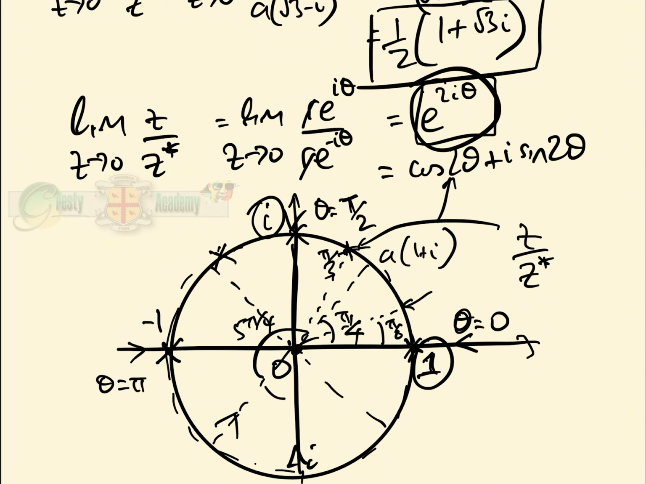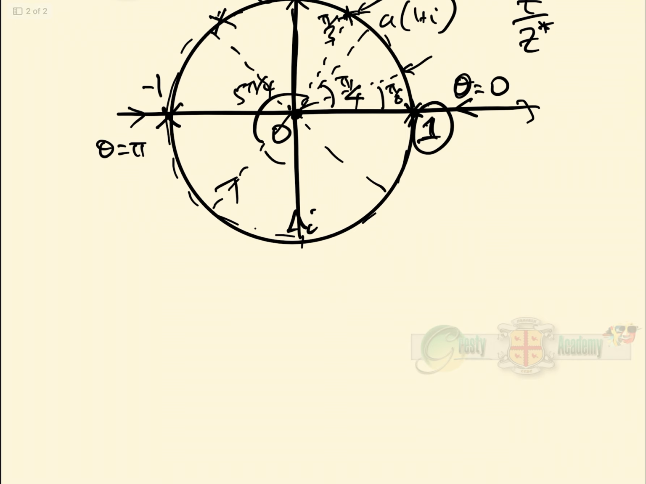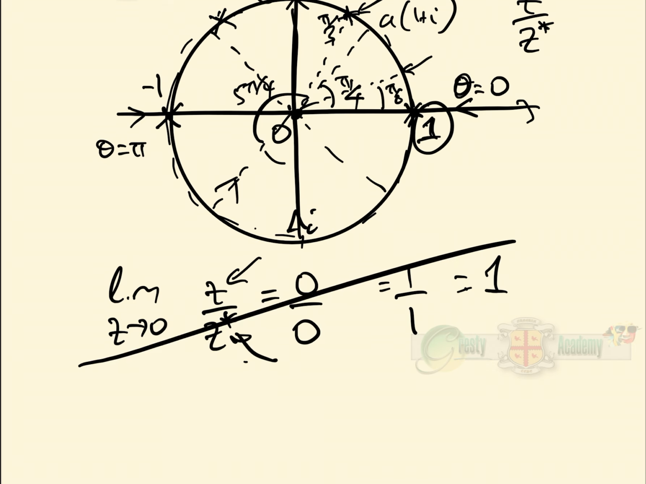Now finally, just before we finish, somebody did ask a question: why can't we use L'Hopital? That is a good question. So if we look at the limit as z approaches 0 of z over z conjugate, you might think, well, hang on a sec, that is 0 over 0, so we can use L'Hopital and differentiate this and differentiate that, and that gives us 1 over 1, so the limit is 1. Well, you can't do that.